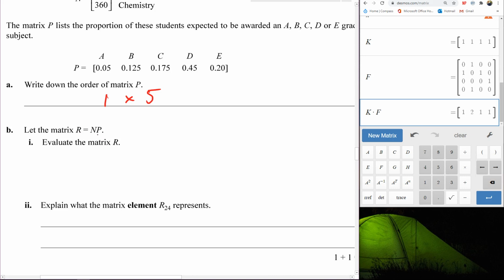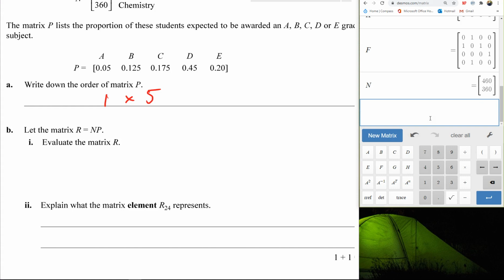Let matrix R represent NP. Evaluate matrix R. So this is now saying we want to evaluate N times P. All right, so on my matrix here, there's matrix N, there's matrix P. Okay, evaluate N times P. And what do you think that might represent?